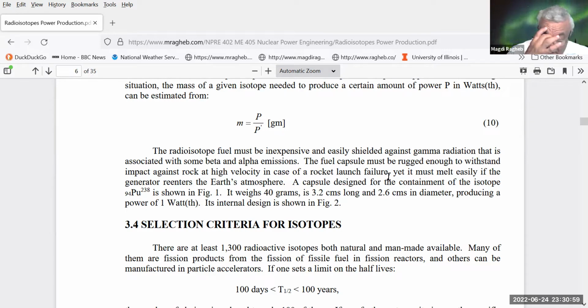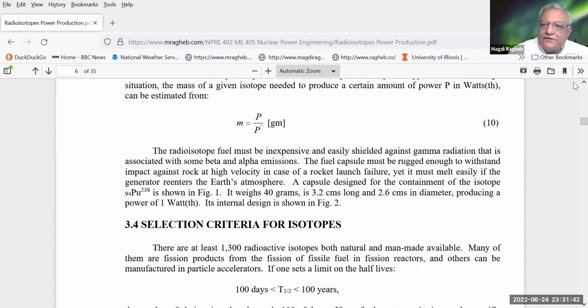Many rockets upon launch have failed, and of course they end up in a big fire. So you have to protect the environment against the release of the plutonium metal, and plutonium is an extremely chemically and radioactively toxic element in general. Yet it must melt easily if the generator re-enters the Earth's atmosphere. A capsule designed for the containment of the isotope is shown as I've shown you. The whole thing for 1 watt of power weighs only 40 grams, and is 2.5 centimeters in length.